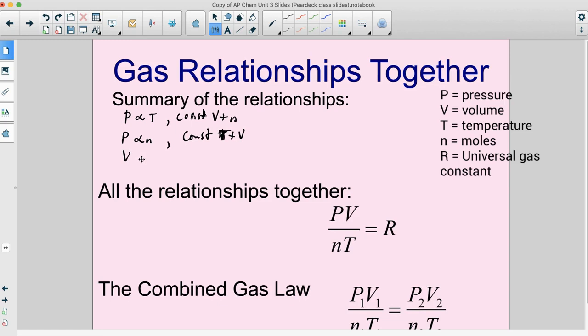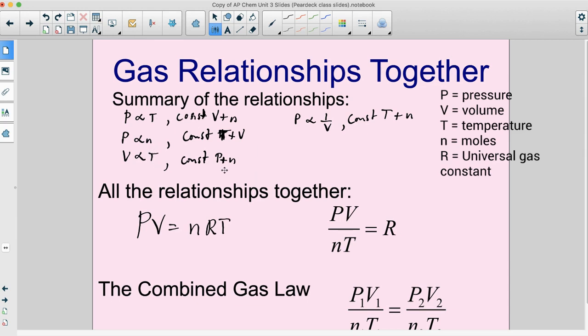We have volume proportional to T at constant P and N. And then finally, we have P proportional to the inverse of V. This is at constant T and N. So if we put all these relationships together, we end up with PV equals nRT.